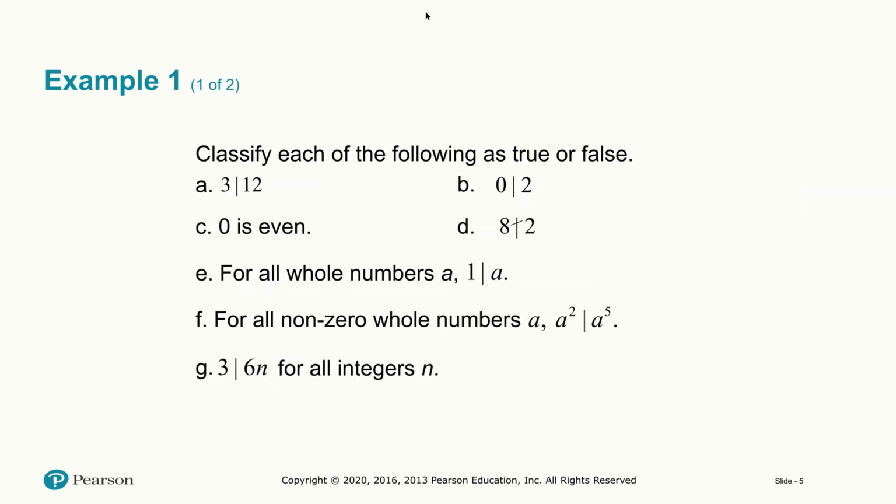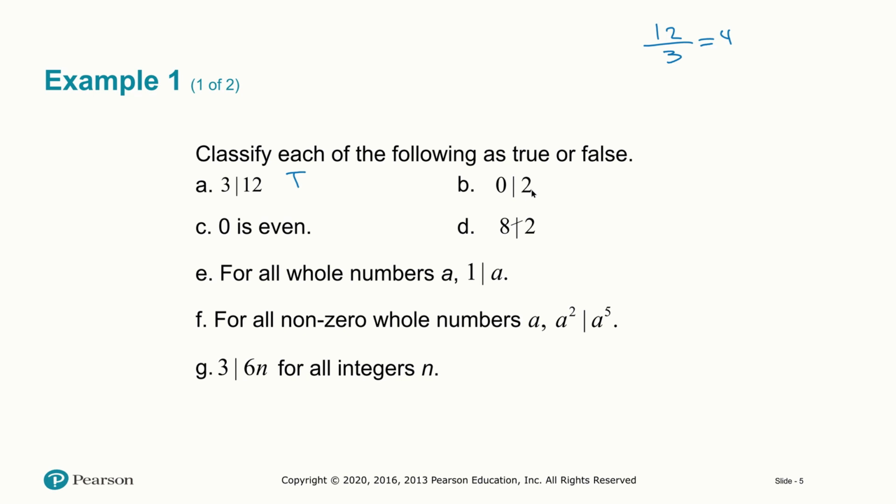Let's see if we can classify each of these as true or false. 3 divides 12. Is that true? Of course, because when we divide 12 by 3, we get a clean 4 with no remainder, so this is true. How about part B? Does 0 divide 2?